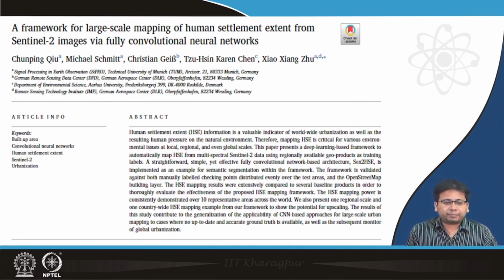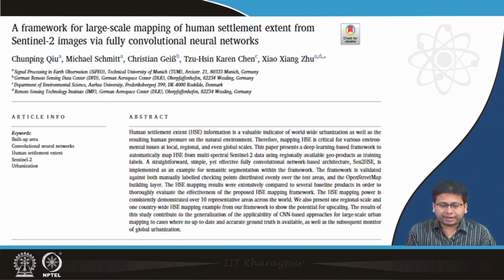Next, coming to another paper, here the task is to develop a framework for large scale mapping of human settlement extent from Sentinel-2 images via a fully convolutional neural network. So instead of specific buildings, they want to detect human settlements, which includes buildings but in general indicates something like a city, town, village, this kind of thing.